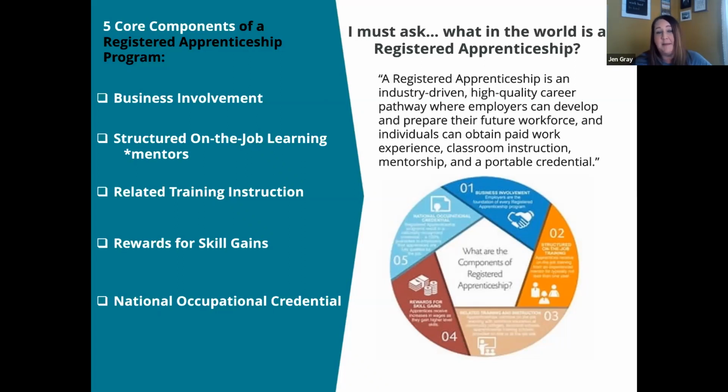And then the last component is the National Occupational Credential. So basically, after an individual gets through the program, either 1 to 5 years, they get what's called a National Occupational Credential from the Department of Labor. This is stating that this individual has learned all the competencies of that occupation and has received the education as well to be able to perform that occupation.